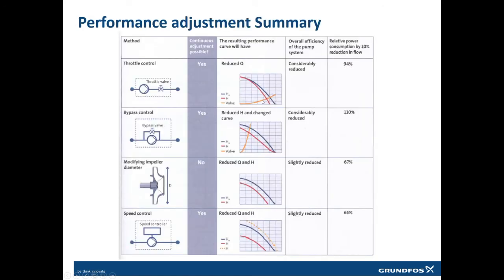Now this is the summary. As we see, 94% was the power reduction in throttling. 110%, that means with bypass control, if you are using it for reducing head and flow, you are actually increasing the power which is consumed. With the impeller trimming we have a reduction of 67%, and with speed control we have a reduction of 65%. This is just an example of going from 60 meter cube per hour to 50 meter cube per hour. If you go even further, the reductions will be even higher. So I hope it was understandable.